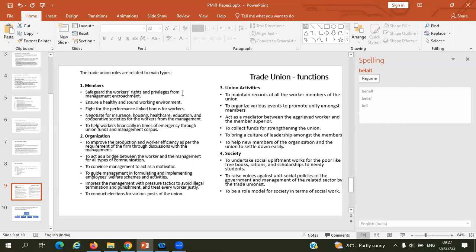So the functions, roles and responsibilities are all the same. These are highly important and broadly categorized into four categories. Roles and responsibilities for members, for the organization, for the union, for society. So if you remember a few points, then you can answer elaborately. Then we'll study the recognition of trade union, how a trade union is recognized. We'll take a quick break here for 5 minutes. We'll join after 5 minutes and read about recognition. Okay, thank you. We'll take a 5 minute break.